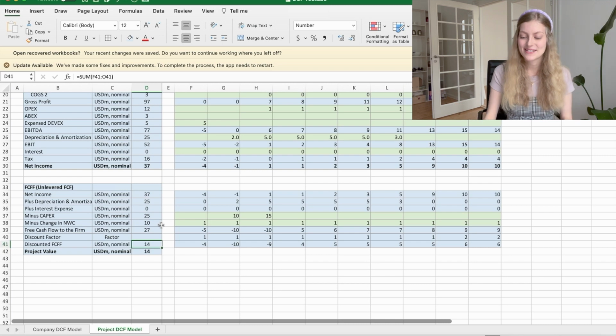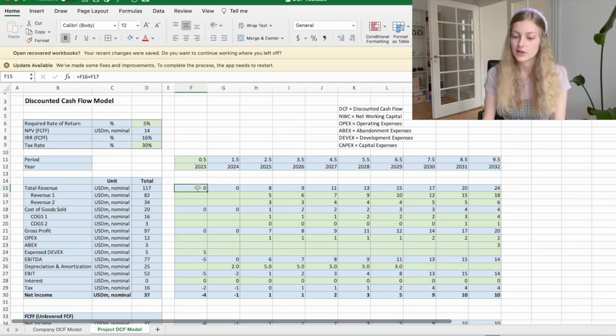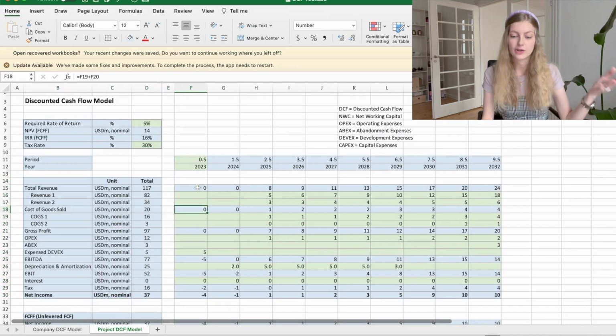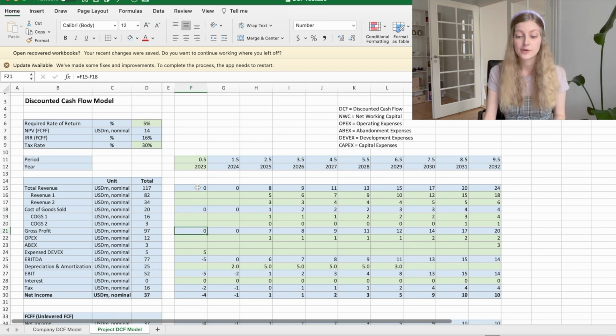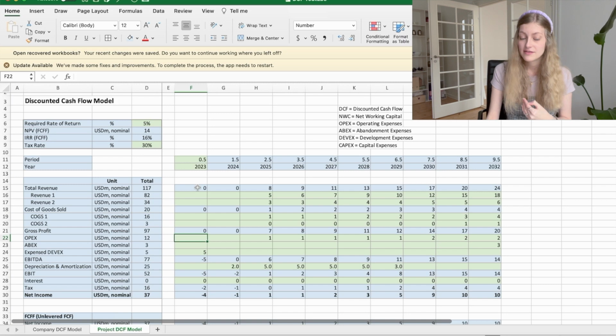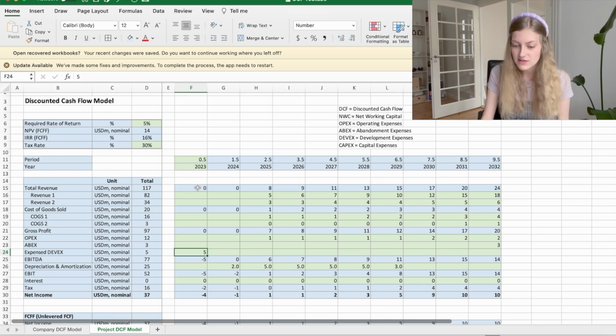So let's start from the top with this one too. So we start with our revenue, then we subtract our cost of goods sold, then we get our gross profit, then we subtract our operating expenses. Then we might also have abandonment expenses here if it costs money at the end of the lifetime of the project to tear it down, for example. And then we might also have expense DevEx. So DevEx is development expenses, so that's what it costs to develop. We might also have some expenses there to subtract. After all of that, we then get our EBITDA.